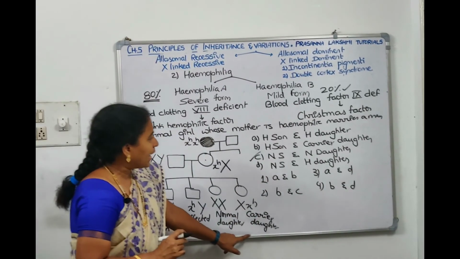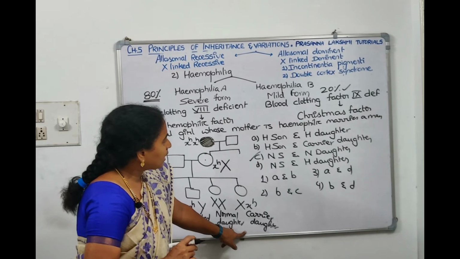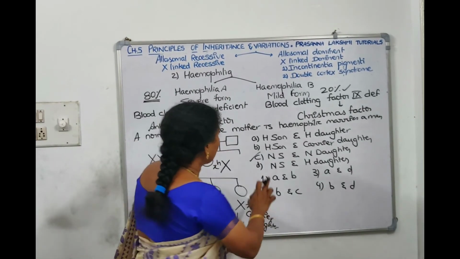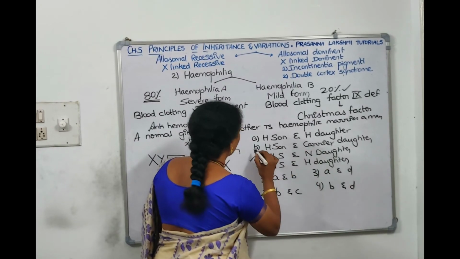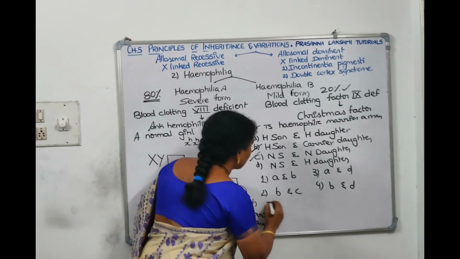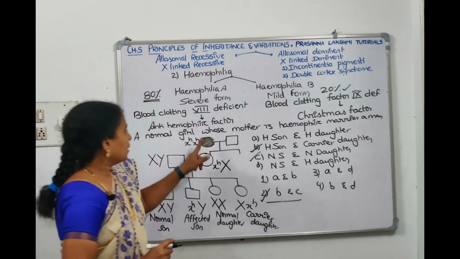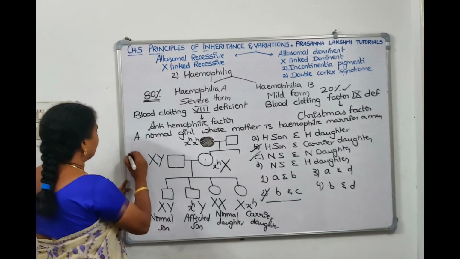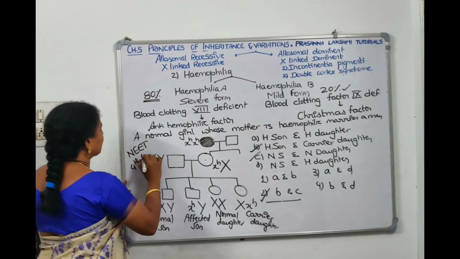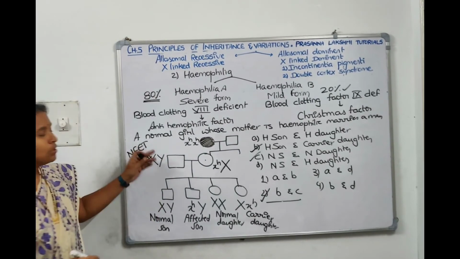Affected son and carrier daughter are also there, meaning hemophilic son and carrier daughter, so B is there. So check the answer where B and C are there. Second answer, means the answer is 2. This question was given in the NEET re-examination on 4th September. I think you understood how to solve this.